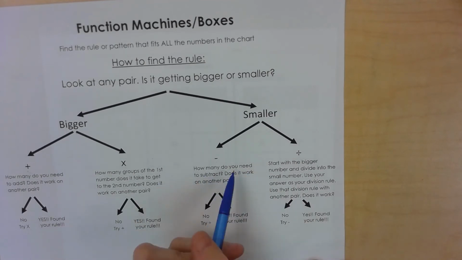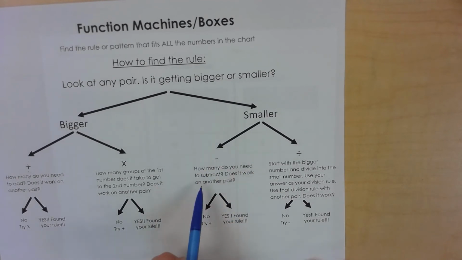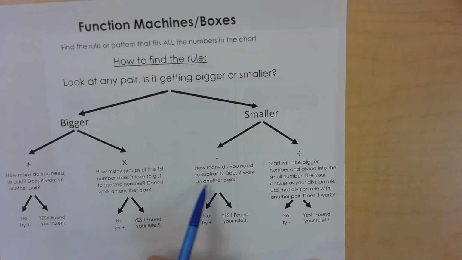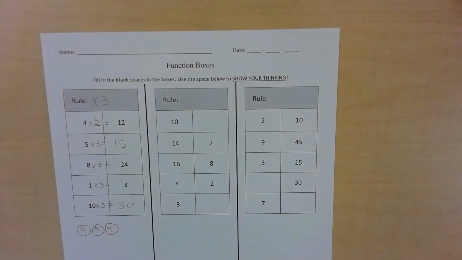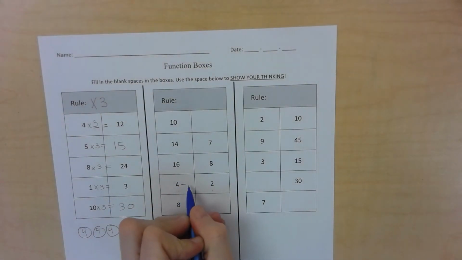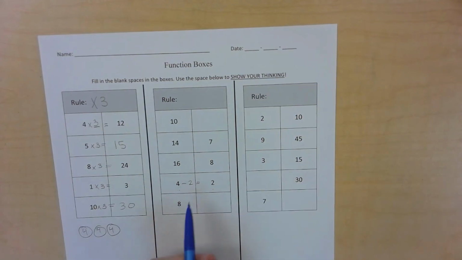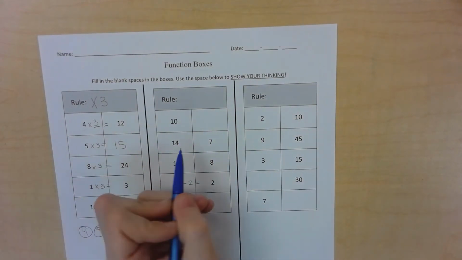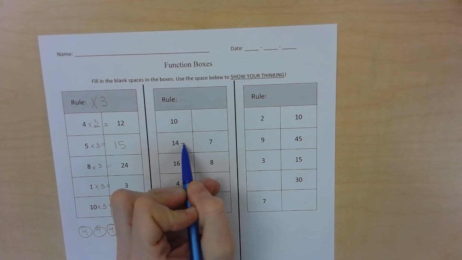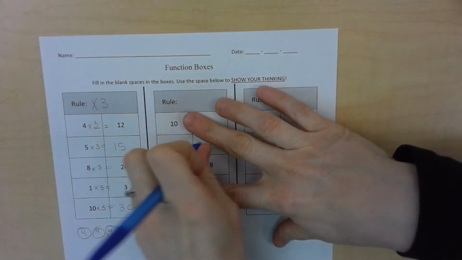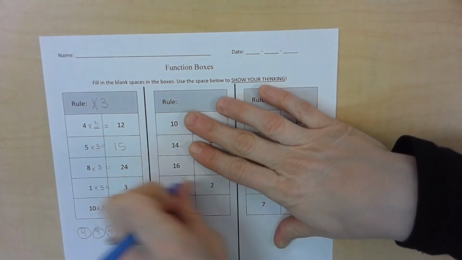I'm going to start with subtraction. Most students are more comfortable with subtraction at this point than division. So how many do you need to subtract? Does it work on another pair? If I do 4 and I take away 2, I get 2. So there's my rule. Now I'm going to try it on a different pair. If I have 14 and I take away 2, does that equal 7? It does not. So subtraction is not my rule.